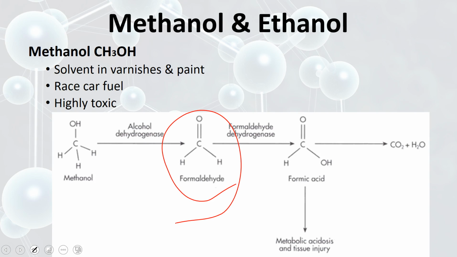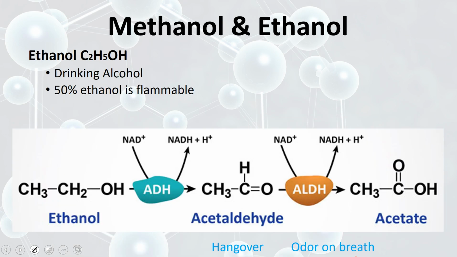Sometimes methanol will undergo dehydrogenation, so it becomes formaldehyde. So that's why methanol can be intoxicating, because it can become formaldehyde. Same thing with formic acid, which causes metabolic acidosis and tissue injury. Ethanol is the one that is consumable. Anything with an alcohol concentration of 50% is consumable. And there's kind of the reasoning of what happens to alcohol when it goes in your body. It breaks down into acetaldehyde, which gives you a hangover, and again into acetate, which is what you smell if you smell alcohol.